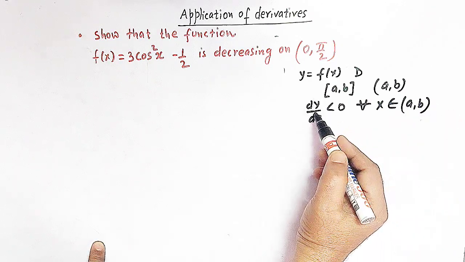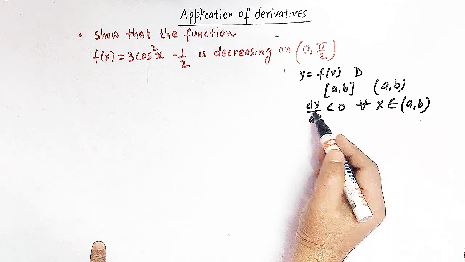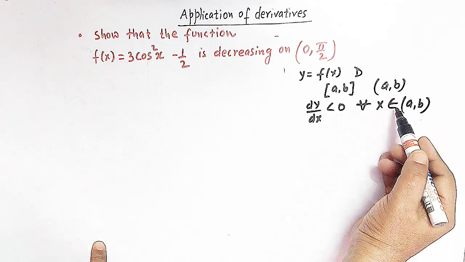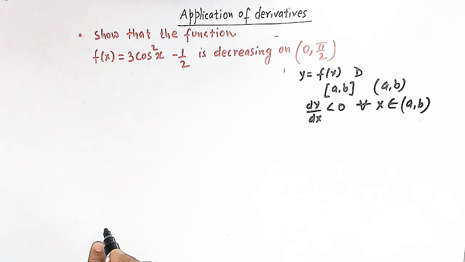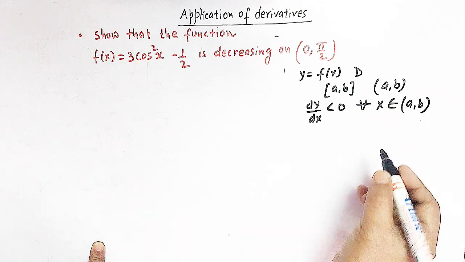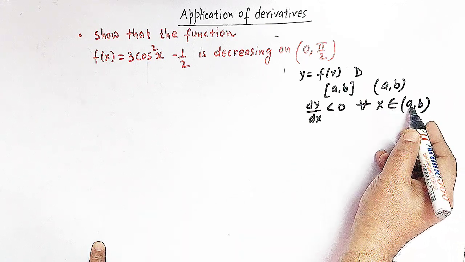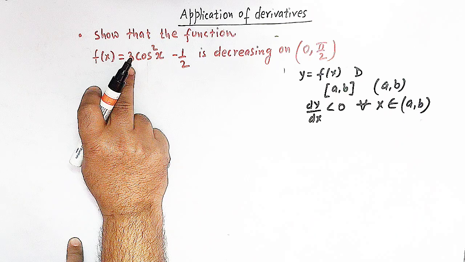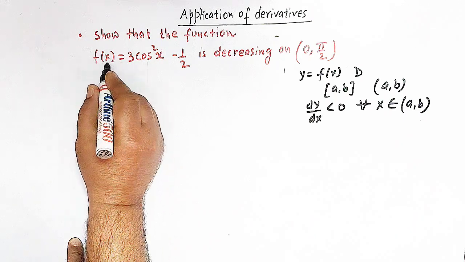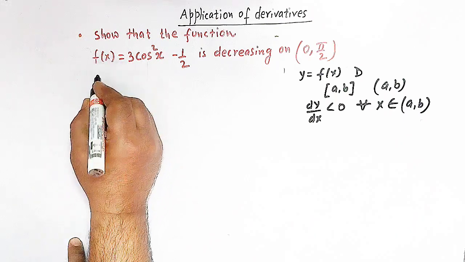So if the derivative is negative, that is less than 0 for all x belonging to this interval, then the function is said to be a decreasing function for all x belonging to a comma b. Here we'll apply this concept to this function. Let us first find out the derivative of this function.